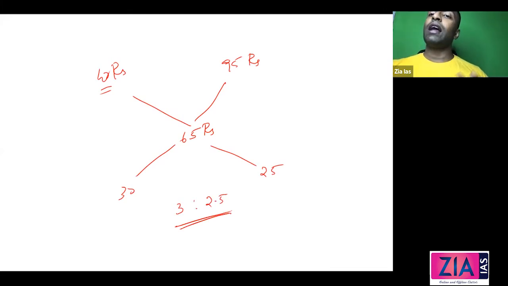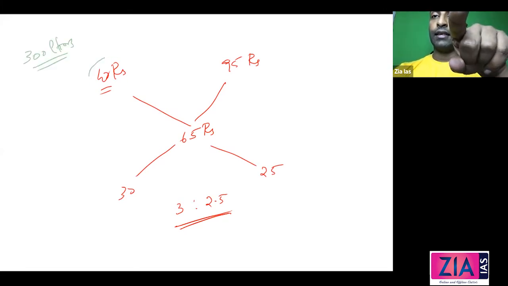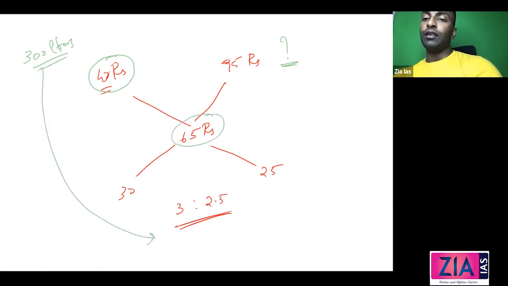Now what they will give you, let's say, is 300 liters of kerosene can be mixed with how many liters of petrol so that the mixture can be sold at 65. So if it is 300 instead of 3, how much petrol will be there? 250 liters. So this is how you'll get the answer.